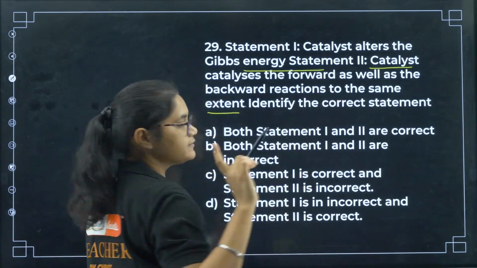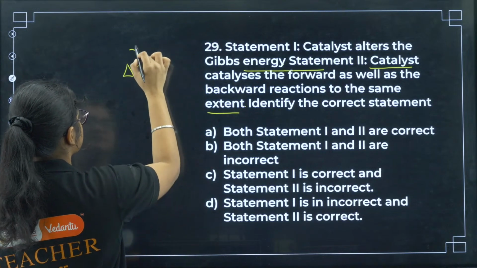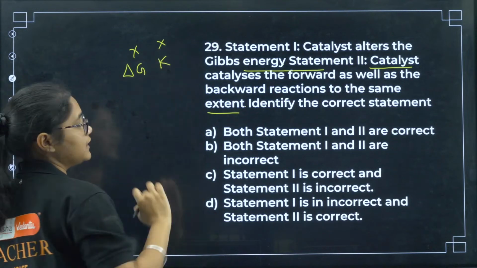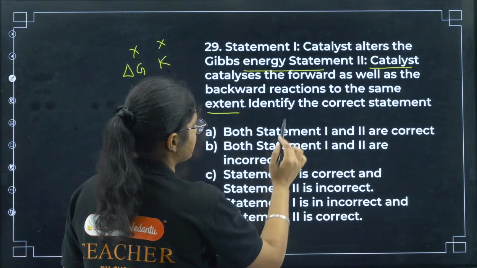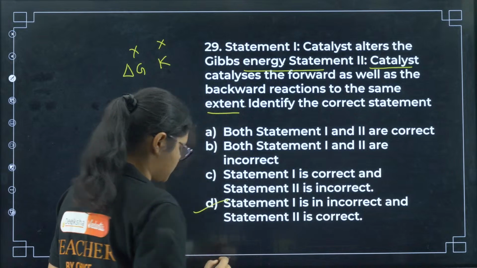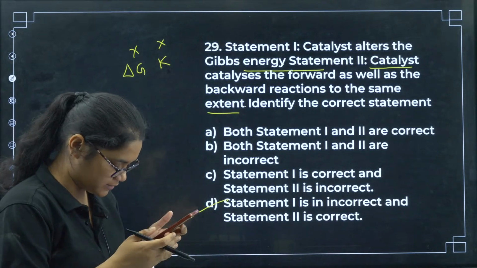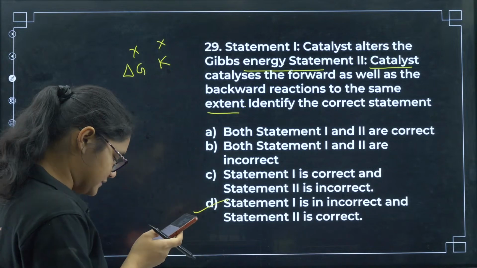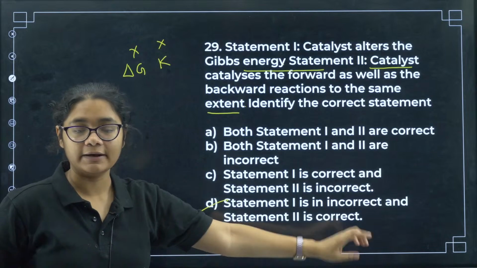Catalyst alters the Gibbs energy? No, catalyst does not alter the Gibbs energy and does not alter the equilibrium constant. So that is why statement 1 is incorrect. Statement 2 is correct. So option number D here. Why did nobody give the correct answer for this question? Uday has given it, others all have given the wrong answer. Students, please be very careful here.